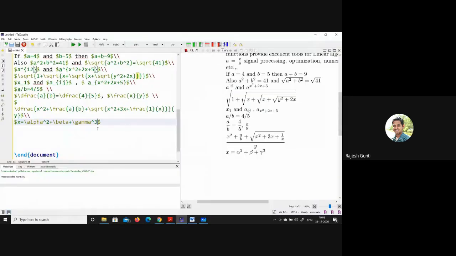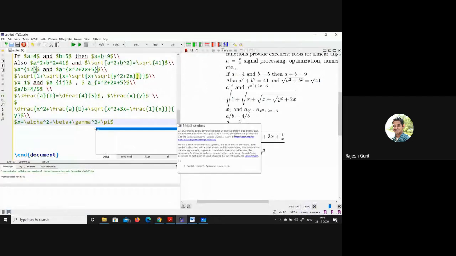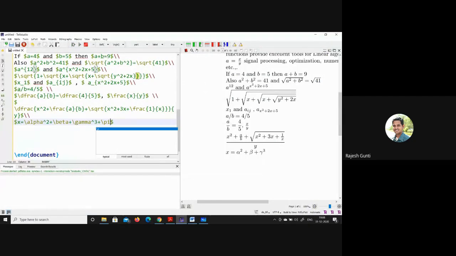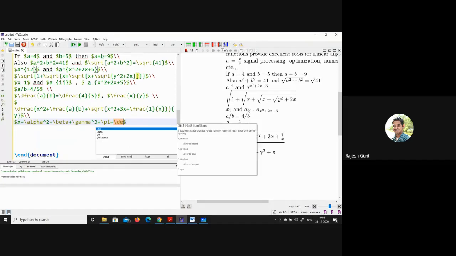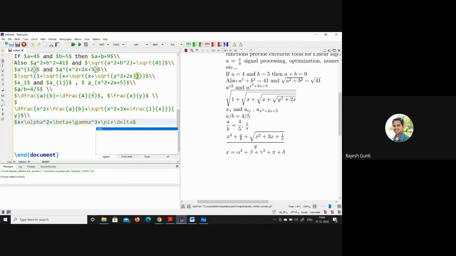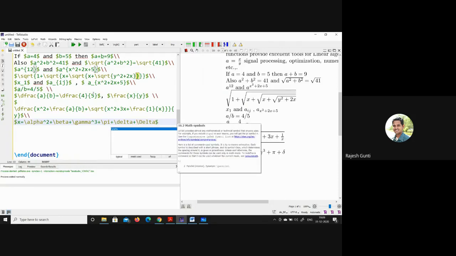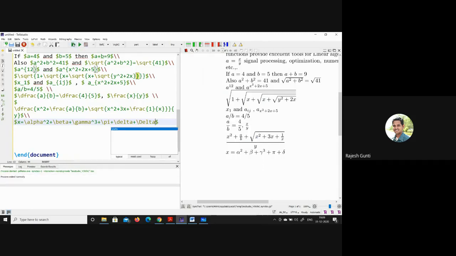Suppose you want to get a pi symbol, you have to give backslash P I. Pi. Okay. Delta, D E L T A, delta. Small delta we will get. If you want to get a capital delta, capital D E L T A, delta. This is the capital delta. So like this, we can easily get all Greek letters. This is about Greek letters.